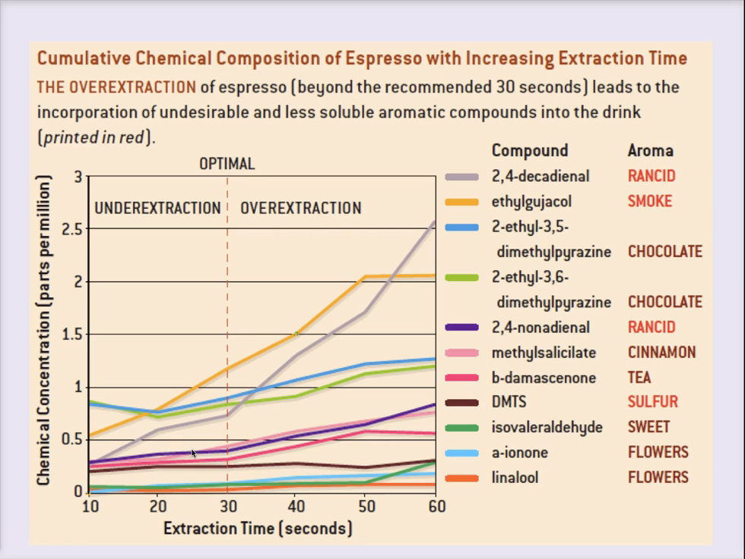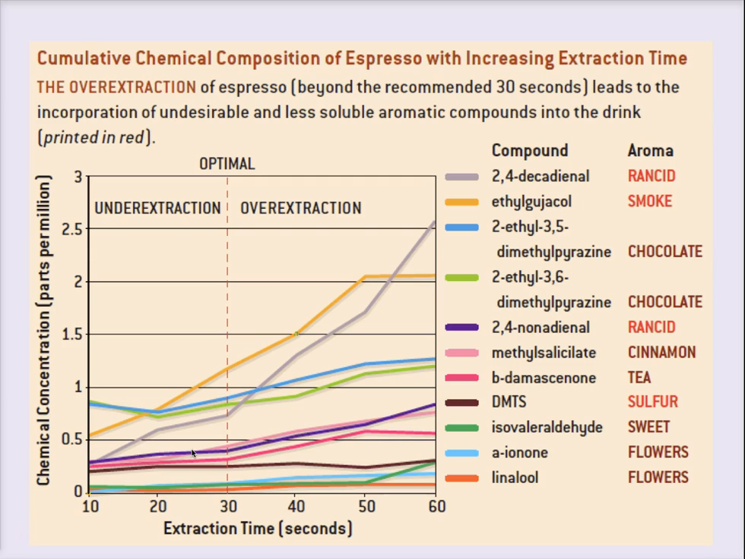So this is from that article, and I thought it was interesting because if we look at this graph, on the bottom horizontal area of the graph, we're looking at extraction time. And on the vertical axis, we're looking at the chemical concentration in parts per million. When we start at just 10 seconds of extraction, you can see the distribution of compounds. And on the right-hand side, those compounds, color-coded, are also linked to aromas.